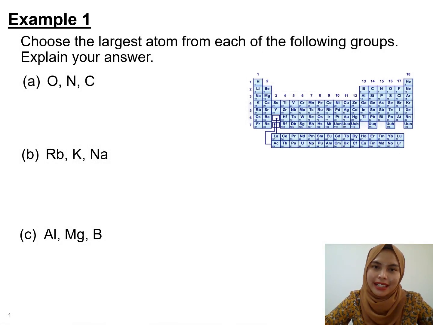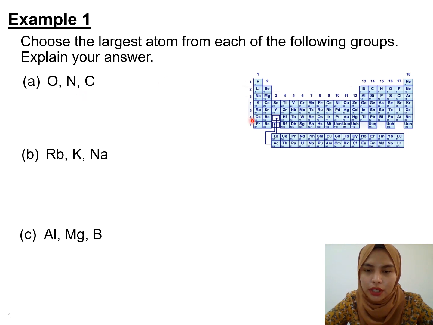Let's go through some examples from the video 3.2 part 1. Okay, so from part 1 we have discussed the variation in the atomic radii across the period and down the group, and also the first row of the transition elements. So if let's say you ada soalan macam ni, choose the largest atom from each of the following groups and explain your answer. So if let's say you ada group yang pertama, you ada oxygen, nitrogen and carbon.